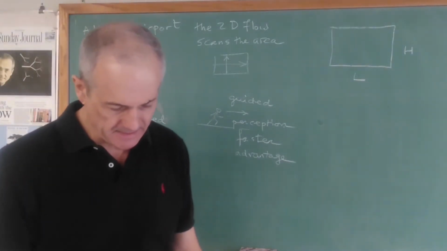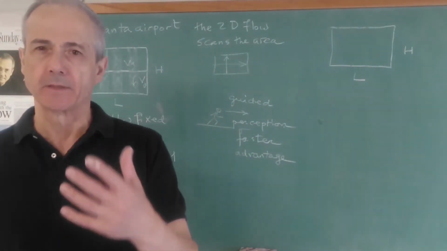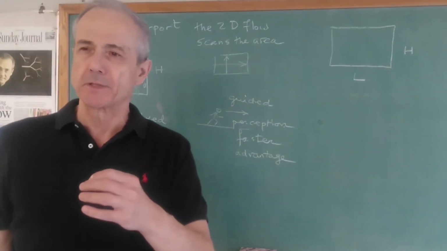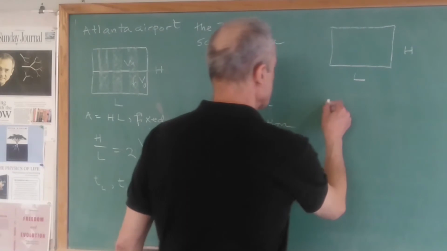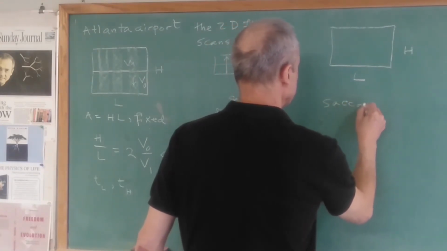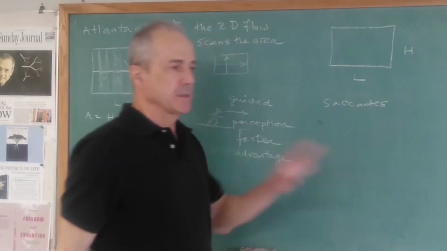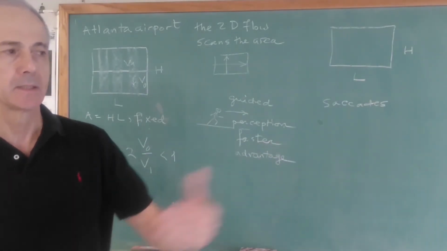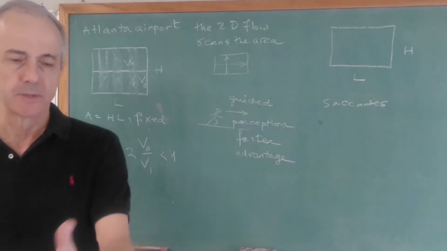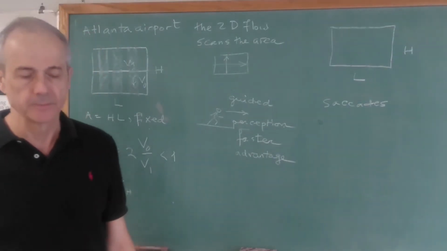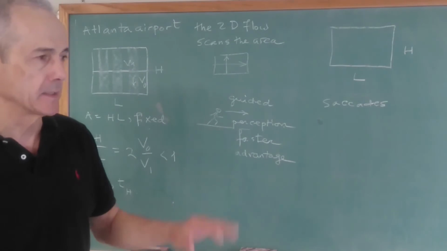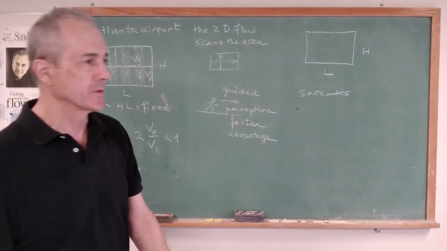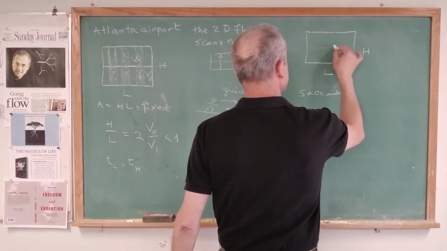Now, the scanning in the design of vision is due to quick, violent bursts of movement called saccades. Saccade means severe jolts in movement, and they are happening very, very frequently in humans, every few milliseconds.